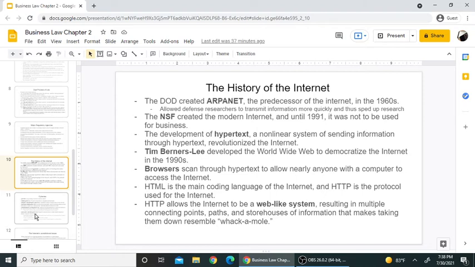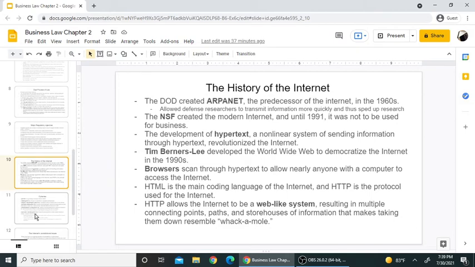And so coming off of that, HTTP is a protocol that's used for the internet, and we have HTML, which is the coding language of the internet. So in the 1990s, Tim Berners-Lee developed the so-called World Wide Web, which helped democratize the internet and allowed ordinary people to access the internet as long as they had a simple downloadable browser on their computer.